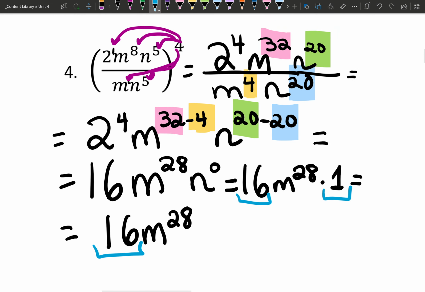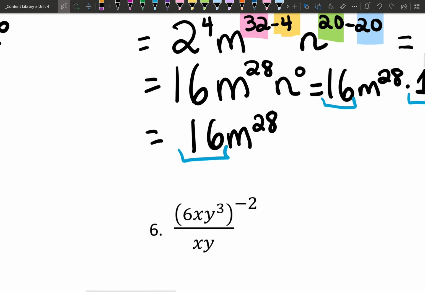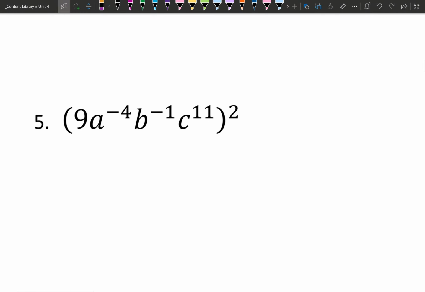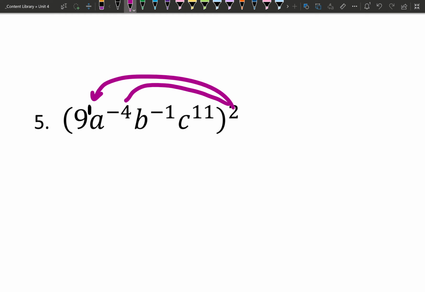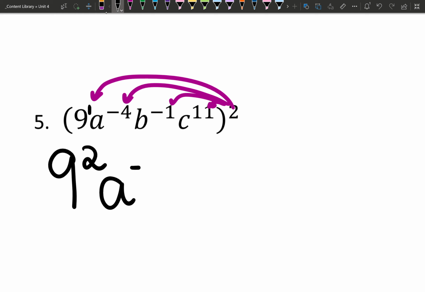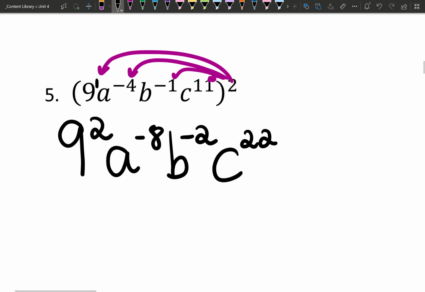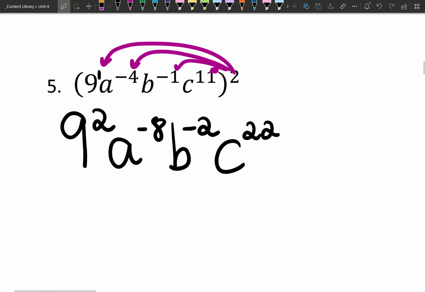All right, beautiful. Onwards we go. Number 5. Let's do the power to product rule and pass out that exponent. I am going to write in that 9 has a little 1. I'm going to multiply everything by 2. All right. We get 9 to the 2nd, a to the negative 8th, b to the negative 2nd, and c to the positive 22nd. Perfect.